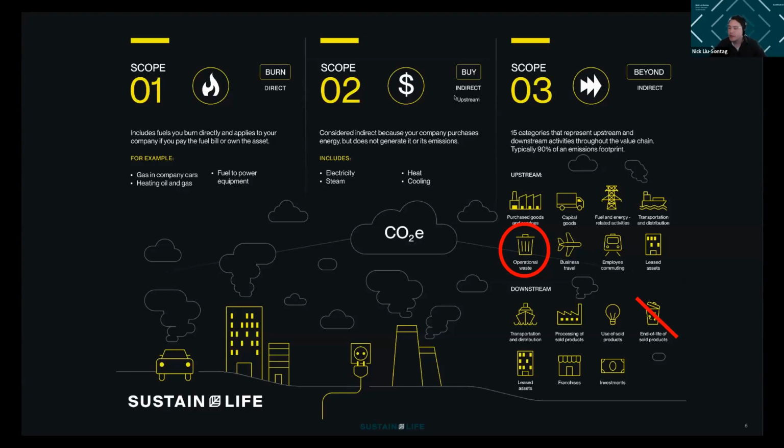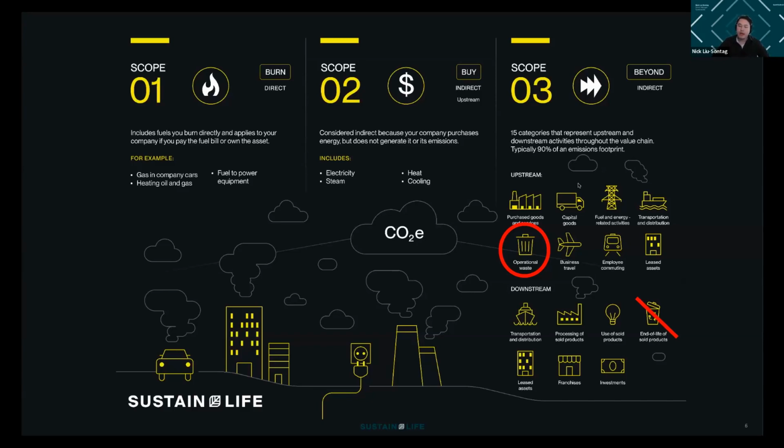You also might notice that the operational waste category here is on the upstream side of your value chain. And this might be confusing because you're handing your waste off and it's being treated after your organization has produced it. It's on the upstream side here because the waste hauler and the waste treatment site are providing services to your organization. And in a sense, they're suppliers. And the upstream side of the value chain is the one that's associated with your suppliers.